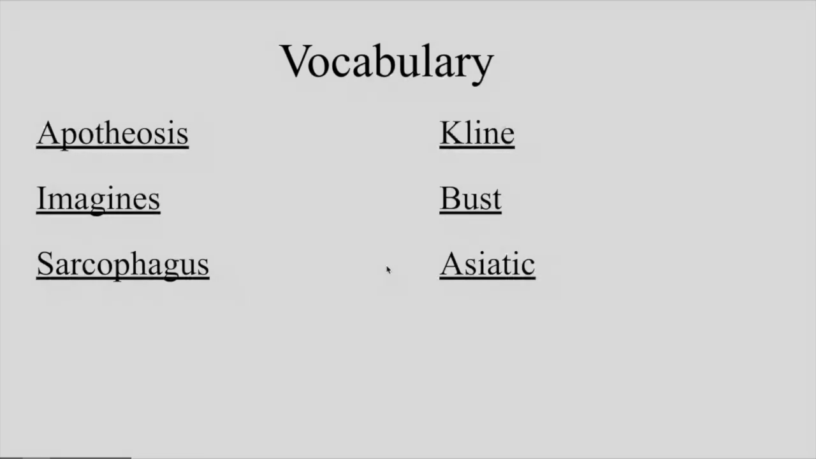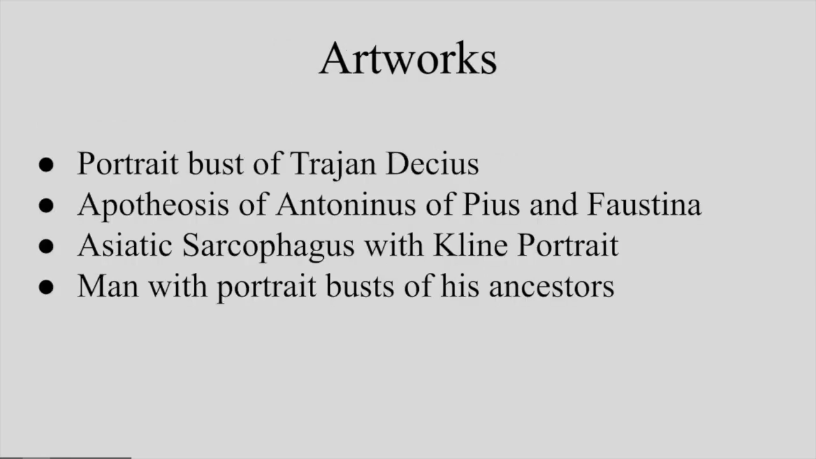Finally, the moment you've all been waiting for. I know we've been saying artworks a lot, and you guys really don't know what the artworks are, so here they are. Take it away, Brenda. So for the first artwork, we have portrait bust of Trajan Decius. Then there's apotheosis of Antoninus Pius and Faustina. The other two artworks we'll be talking about are the Asiatic sarcophagus with klinē portrait of a woman and man with portrait busts of his ancestors.